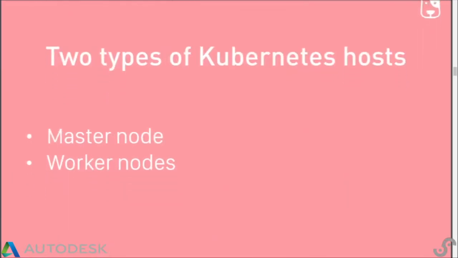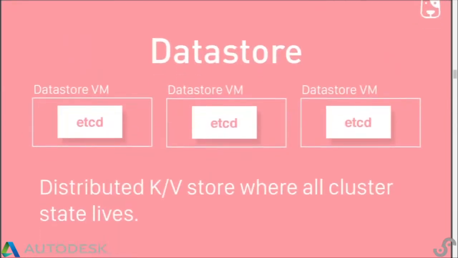All right, there's two types of Kubernetes hosts. There's the master and the worker. Outside of that is etcd. This is where all of the cluster state is stored. It's a distributed key value store. So you've just got etcd running on a bunch of VMs. And we'll get into where that fits into the picture in a second.